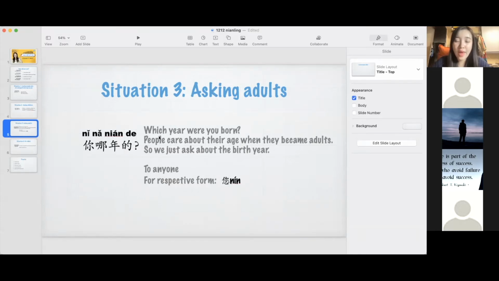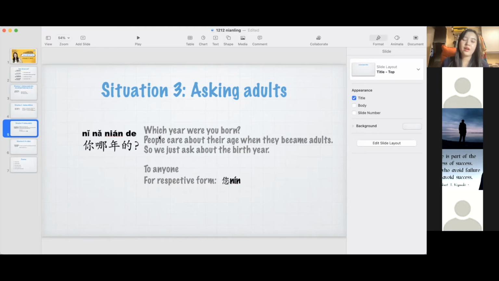Sometimes we also answer with the last two digits. So for me, I was born in 1998, so I'm just gonna say 98. Which year were you born? 98, right? So in Chinese it's 你哪年的? I would say 98. And if you're born in 1996, you will say 96. So simply you just answer the last two digits of your birth year.